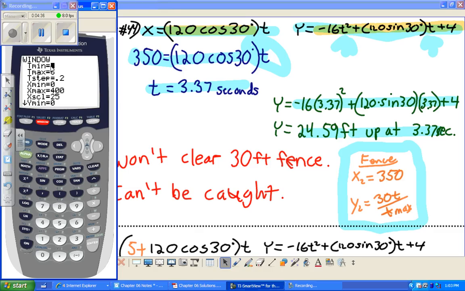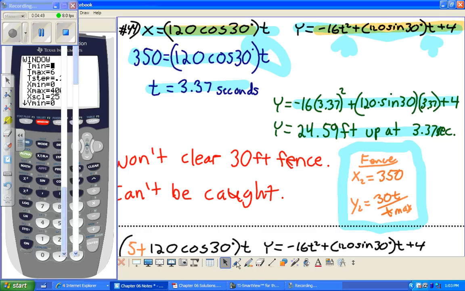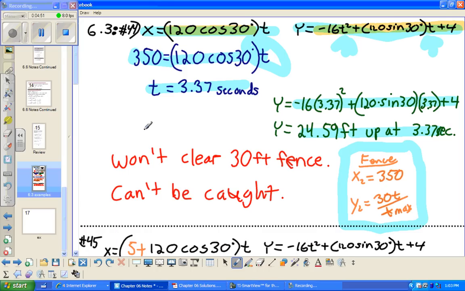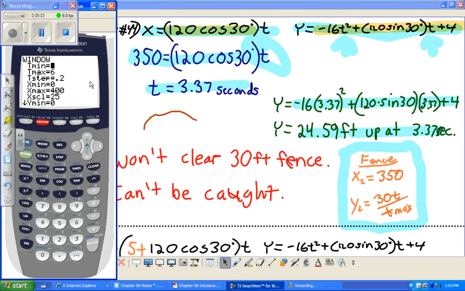My window, I did my t min from 0 to 6. That you might just have to adjust. If you went from 0 to 3 seconds, well, the ball wouldn't quite reach the fence, and what you'd have is something that looks like this, and then it would stop before it gets back down to the ground, which just means you didn't go long enough. So you just have to adjust if that were the case.